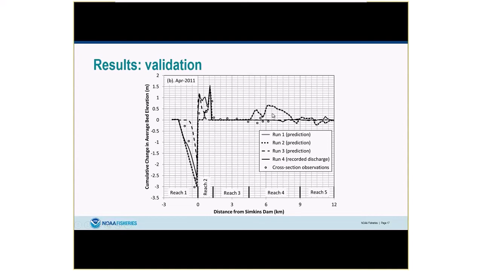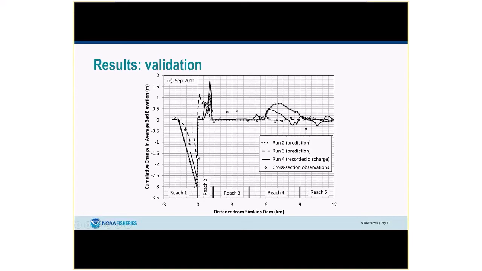Notice that the hindcast run, the black solid line, does better on this count. It's not showing material down below Bloaty Dam. And that's right. Run 3, the dry scenario, shows this too, but it remains too slow. It's still not eroding as much as we saw out of the Simkins impoundment at this time.